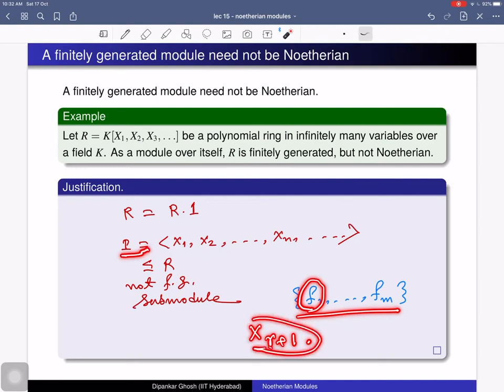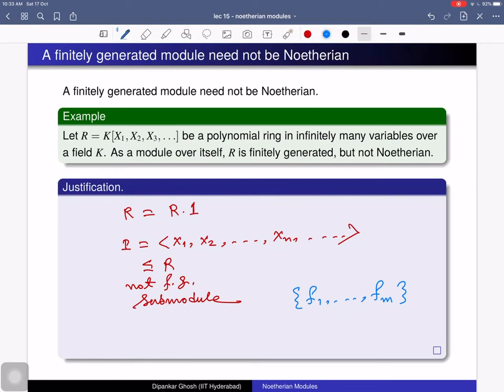Then if you consider x sub r plus 1, you cannot write it as a linear combination of this generating set. Suppose you can write x sub r plus 1 as an R linear combination of this generating set. Then you just substitute x1 equal to 0 up to xr equal to 0. On the left side you will get x sub r plus 1, and on the right side you will get 0. That gives a contradiction. So this is not finitely generated, and therefore you have a submodule of R which is not finitely generated. Therefore as an R module, it is not Noetherian.